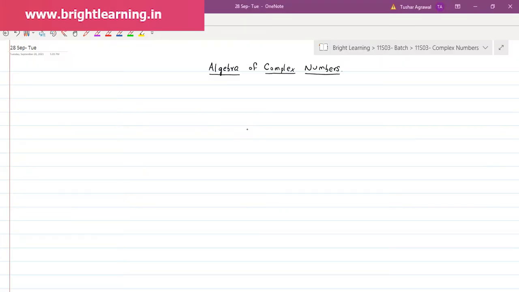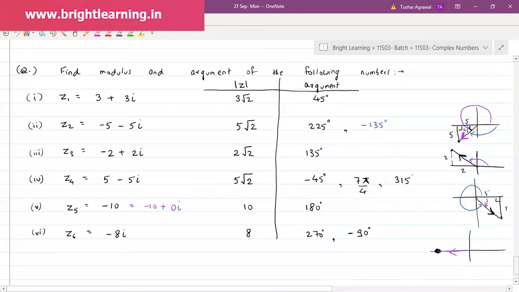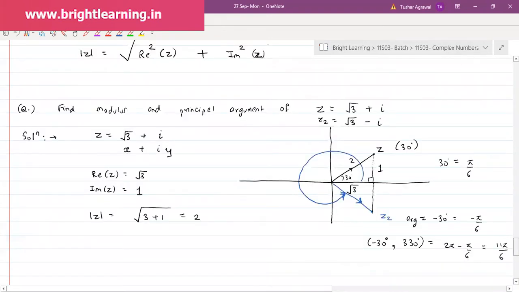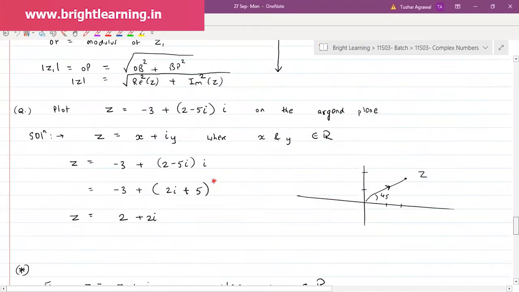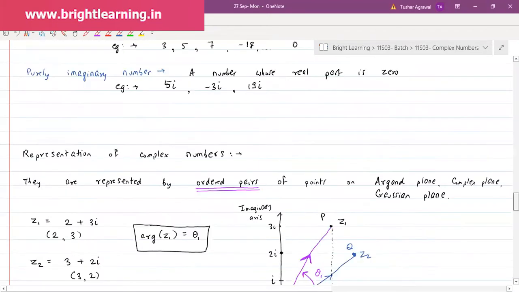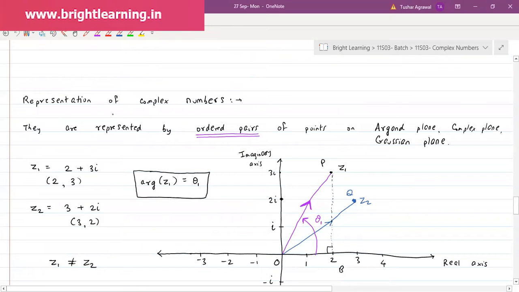Okay. So today we will be studying algebra of complex numbers. Like in the last class, we studied representation of complex numbers. A complex number on the Argand plane or Gaussian plane is represented by ordered pairs of points. So 2 plus 3i and 3 plus 2i, that is (2, 3) and (3, 2), are different points. So first, with relation to algebra of complex numbers, I tell you equality of complex numbers.